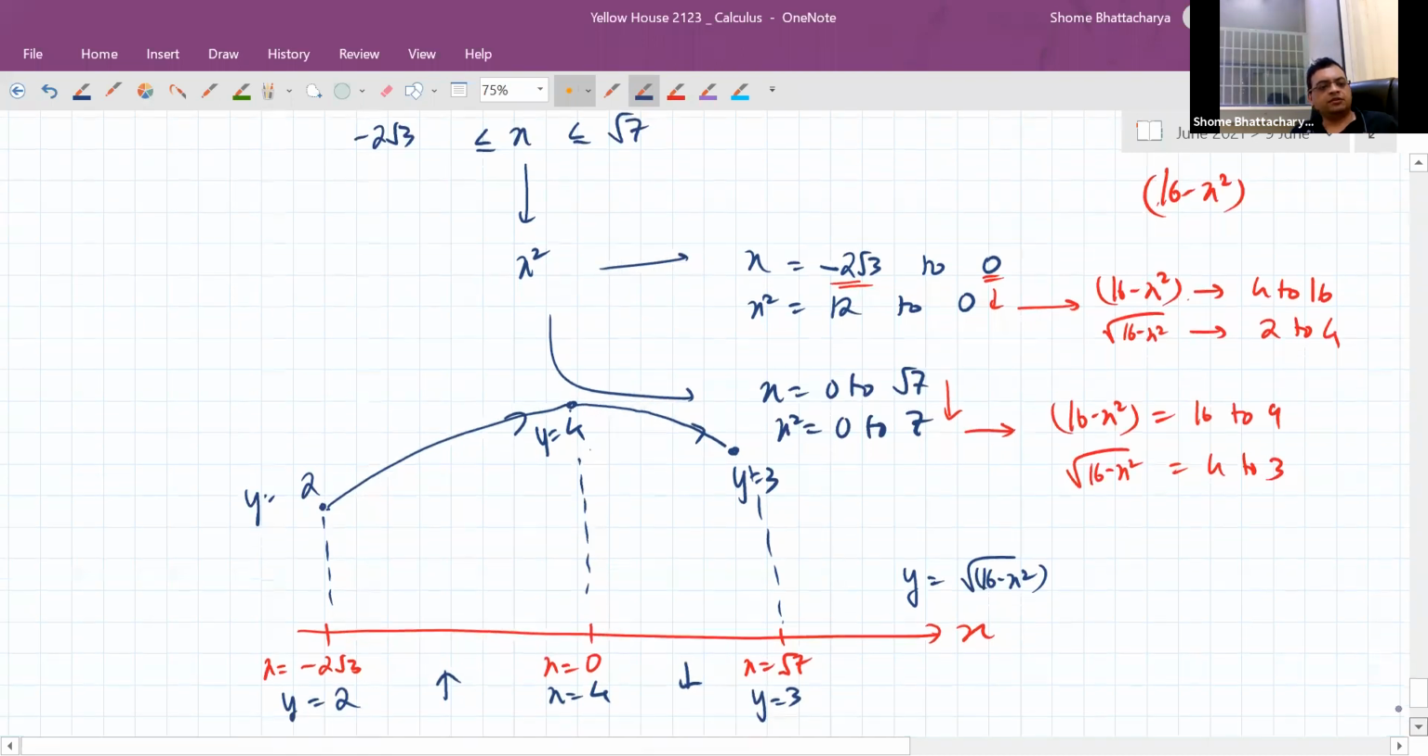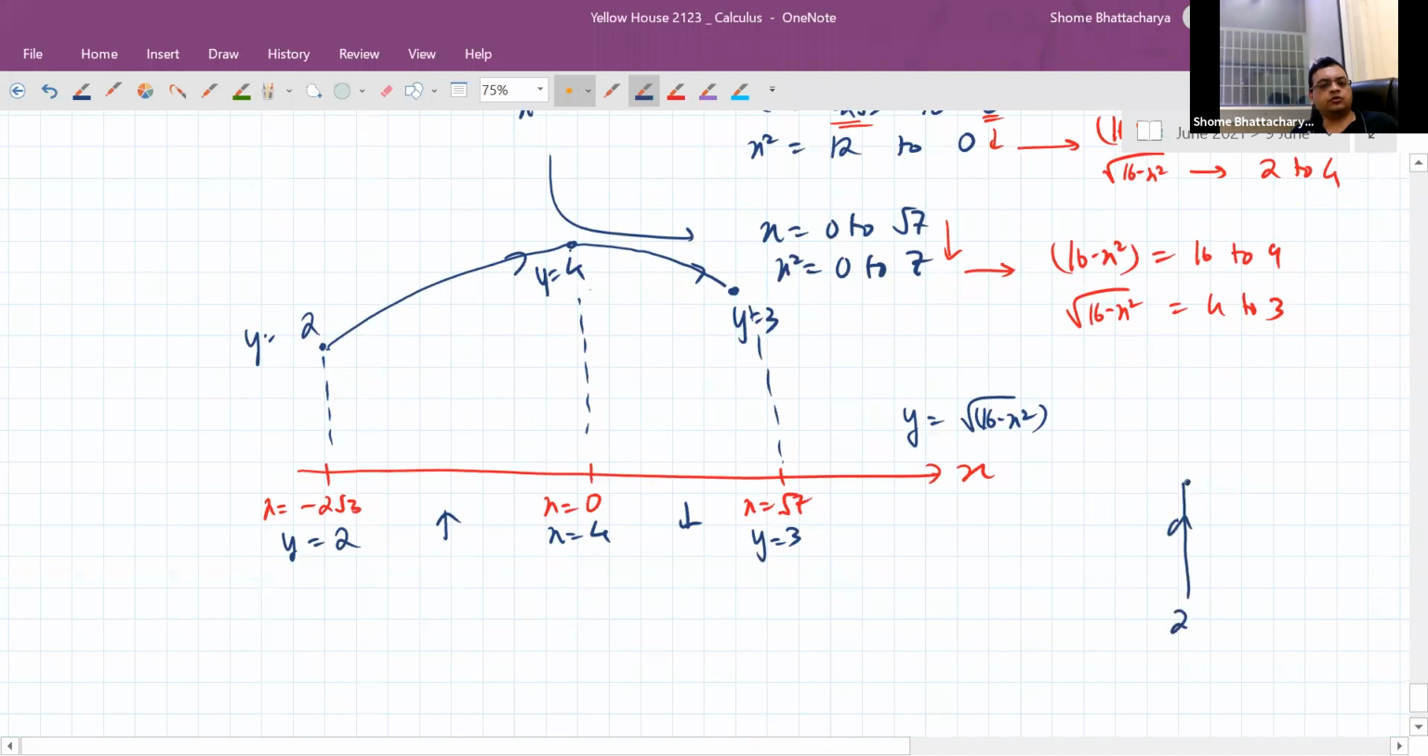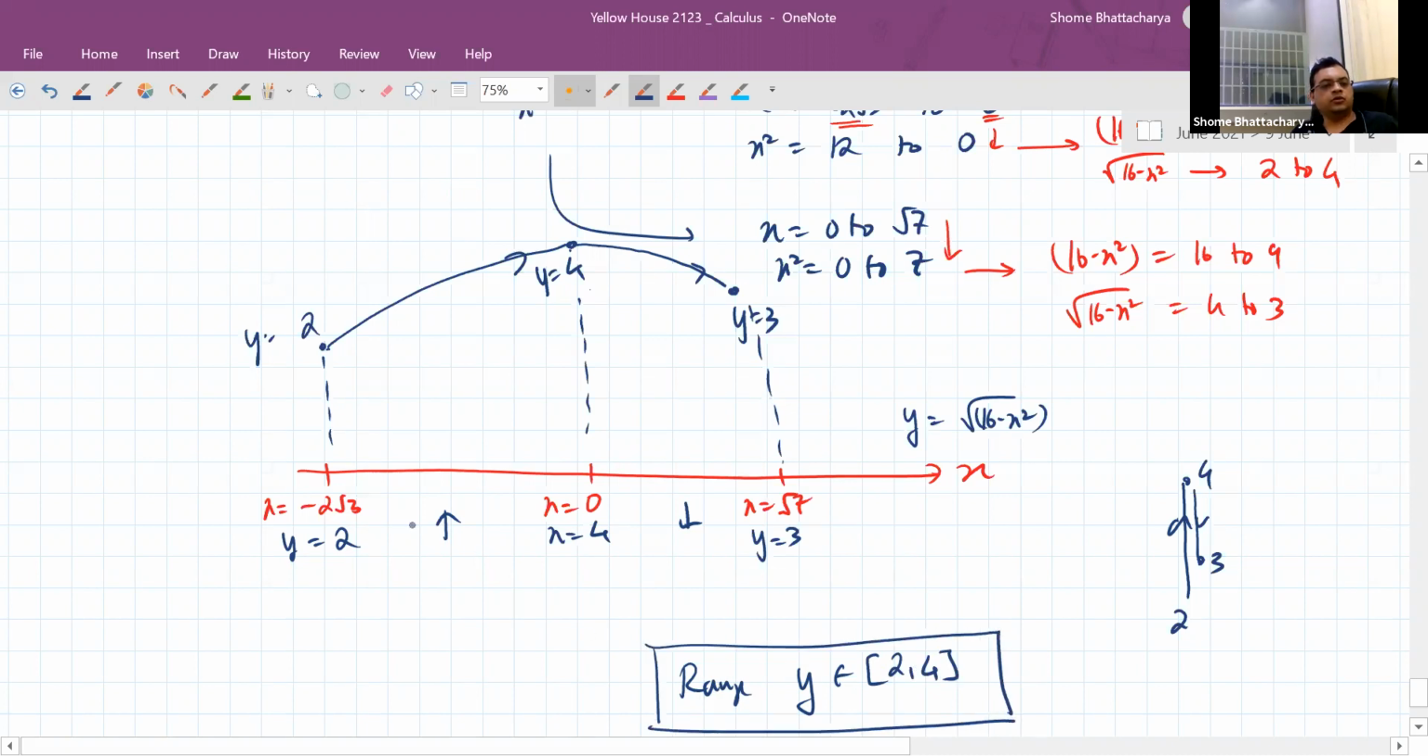So overall, what is happening? y is going from 2 all the way up to 4, and then coming all the way down to 3 as your x is going from here to here. So what is the range? The range is that y belongs to the set from 2 to 4. For this restricted domain, it's never coming below 2, it's never going above 4.